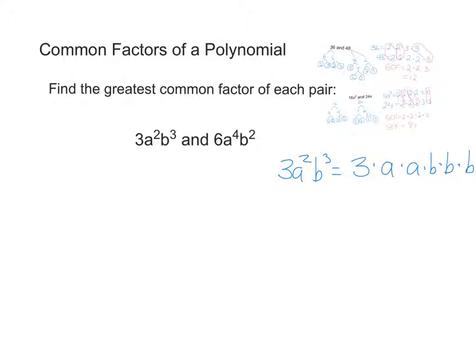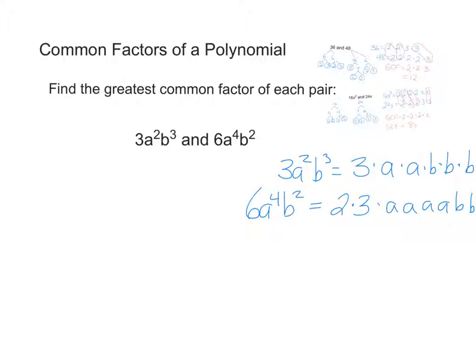And then 6, well 6 is easy to do a prime factorization of, right? Because 6 is just 2 times 3. So when we do that, 6a to the power of 4b squared, I'll do 2 times 3. And then how many a's am I going to write down? 4. And how many b's? 2. And the prime factorization is done a lot faster on that one. And so some of you might want to just skip that tree part when the numbers are small and work it out that way.